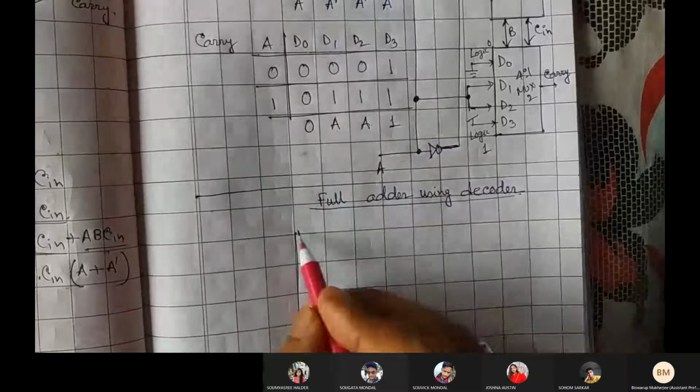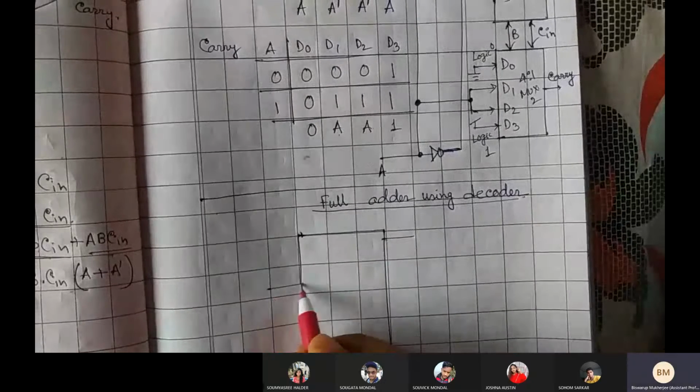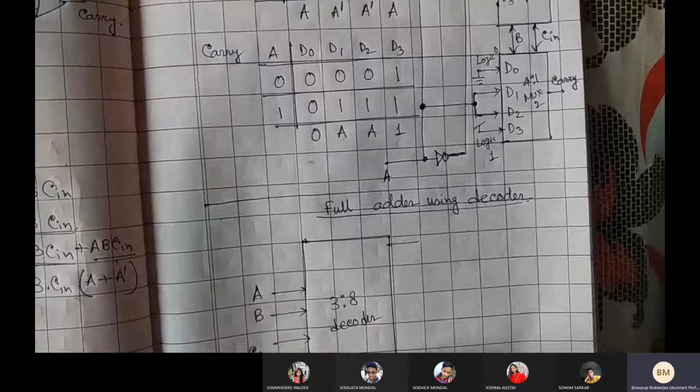Next. Full adder using decoder. Let's make a full adder using a decoder. How can we make it? As simple as that, we require an 8-output decoder, right? So a 3:8 decoder will be required. The 3 inputs should be connected with A, B, C in. As simple as that.